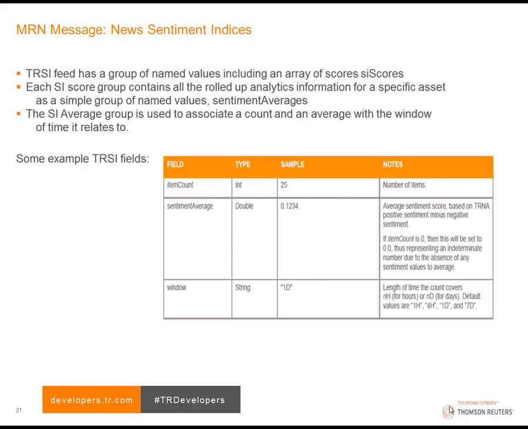TRSI feed has a group of named values including an array of scores, SI scores. Each SI score group contains all the rolled up analytics information for a specific asset as a simple group of named values, sentiment averages. And sentiment average group is used to associate a count and an average with the window of time it relates to. And the example on the right hopefully makes it easier to understand what is meant by that. So sentiment was averaged 0.1234 over a window of 1 day.